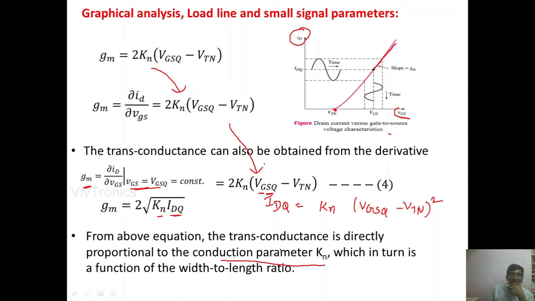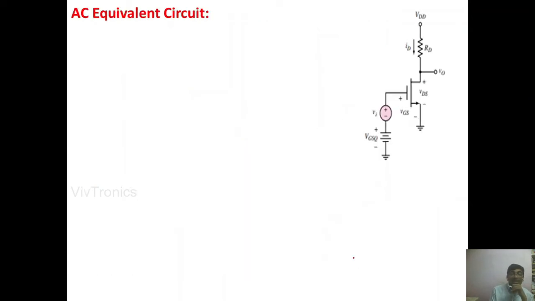Okay, we can say the transconductance is directly proportional to the conductance parameter Kn, which is a function of the width to length ratio, W by L. Now we are going to get the AC equivalent circuit for this CS amplifier circuit.